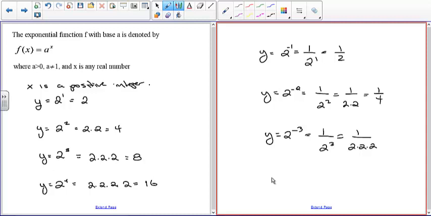Now, what happens if you have y equals 2 to the 2.4 power? Well, how do you multiply 2 by some fraction like that?